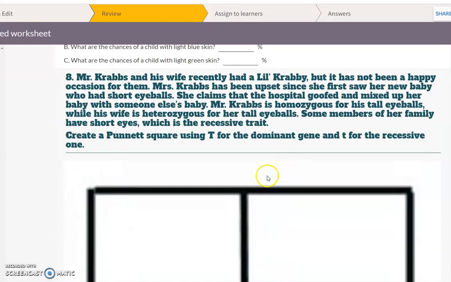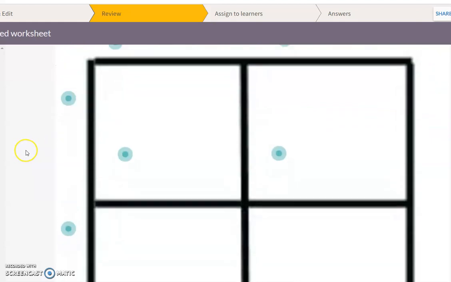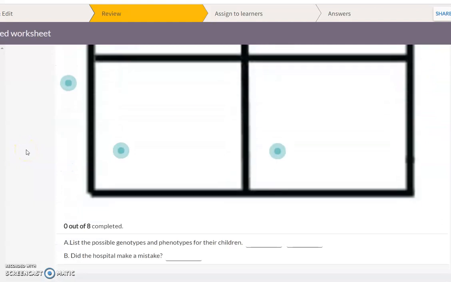Now, if you look back up here, it says Mrs. Krabs has been upset since she first saw her new baby who had short eyeballs. So we need to see whether or not that is possible, and whether or not the hospital made a mistake. So here you'll put the genotypes and phenotypes that are possible for the children and whether or not the hospital made a mistake. So see what you could do with this. Again, you'll get immediate feedback and then I'll add any necessary feedback.